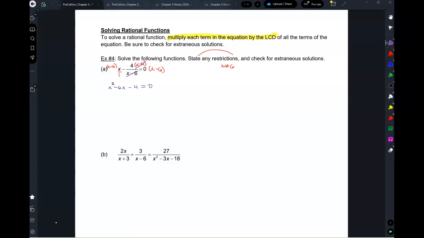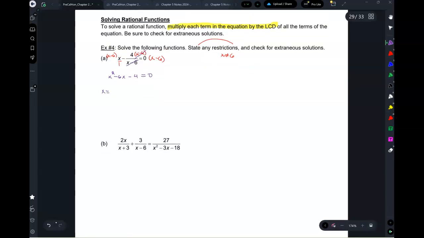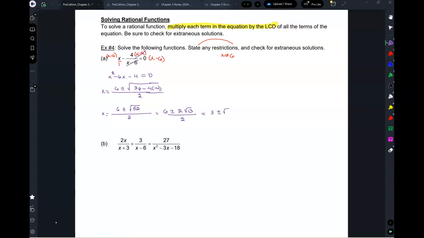Next, you just need to solve this. Well, this can't be factored, so quadratic formula it is. So x equals 6 plus or minus the square root of 36 minus 4 times negative 4, all over 2. So this is 6 plus or minus the square root of 52 over 2. But that is 6 plus or minus 2 root 13 over 2. So finally, 3 plus or minus root 13.